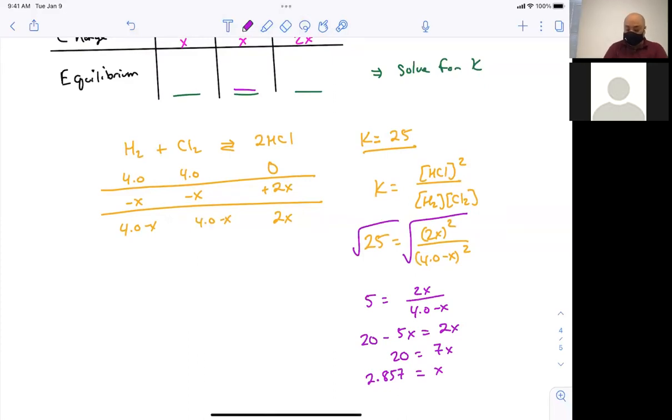But x here is, I think, about 2.857, because I think that's what 6/7 is. And so this becomes, for a final, 4 minus 2.857, which is 1.143, and then this is 5.714 for your equilibrium values here. Okay.